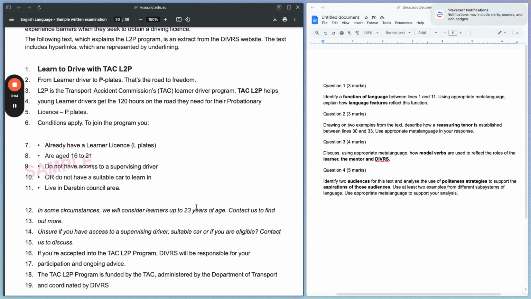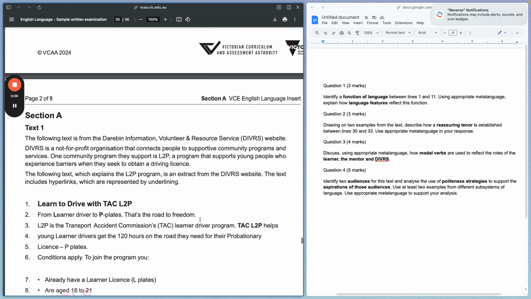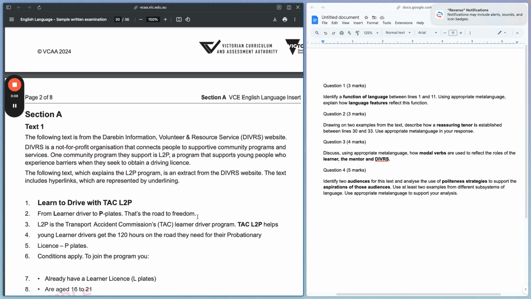This is a walkthrough of the TAC L2P text, which came from the sample 2024 examination. I'm going to be going through all four questions of this SAQ, and I'll be walking you through how to think about the different questions. The very first question says to identify a function of language between lines 1 and 11.